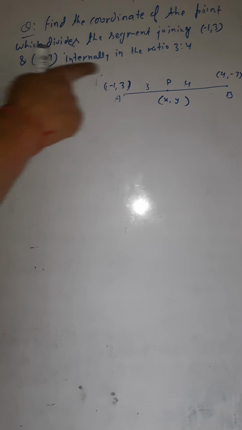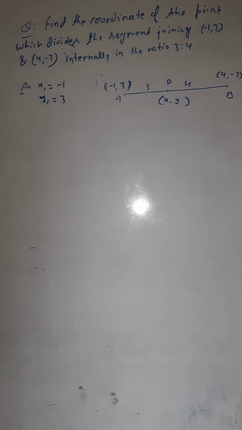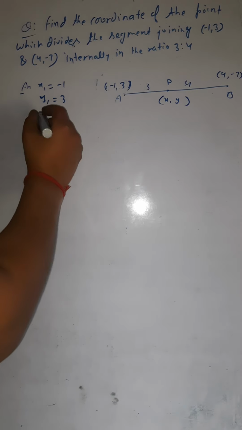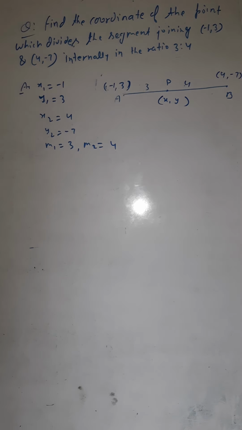x1 is -1, y1 is 3, x2 is 4 and y2 is -7, m1 is 3 and m2 is how much? 4. 3:4. Now you have to find out the coordinates of this point, I mean the value of x and y. Okay, so let's find out the value of x first.